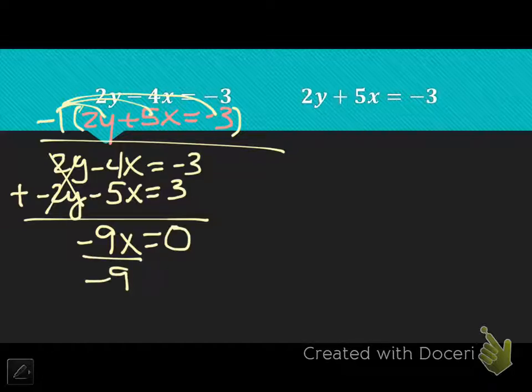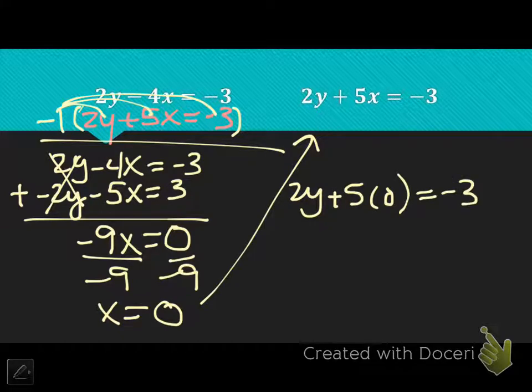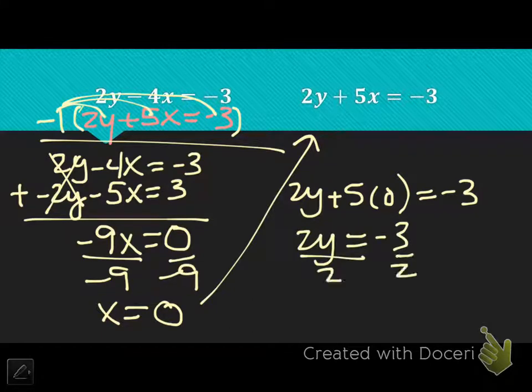Divide both sides by -9. X is equal to 0. Now we got to figure out what our y is, so let's go ahead and plug it into this. 5 times 0 is 0. Got to divide both sides by 2 to get y by itself, so my y should equal -3/2, or -1.5 would work.